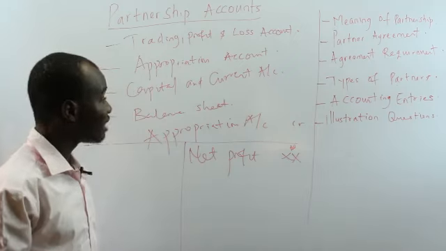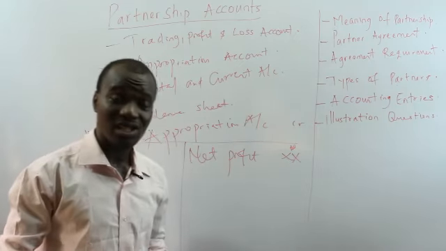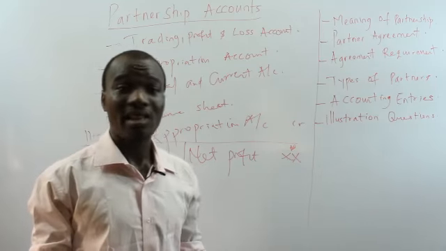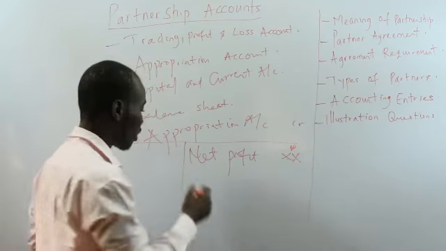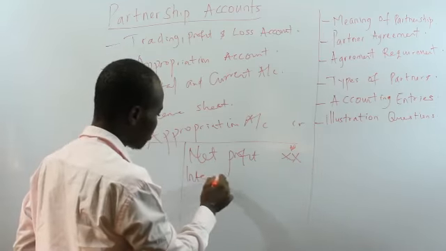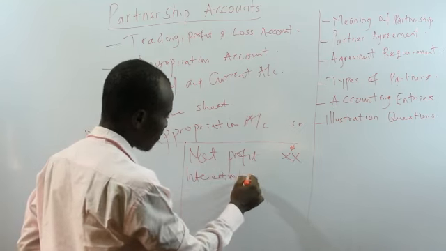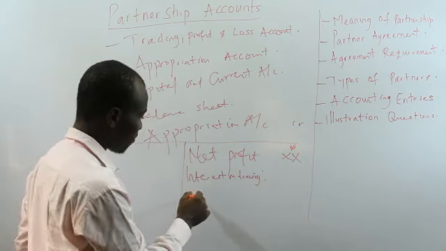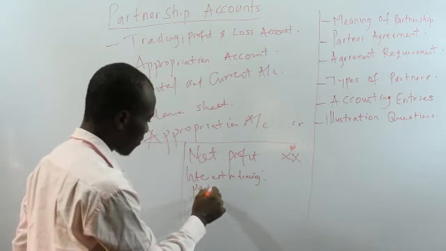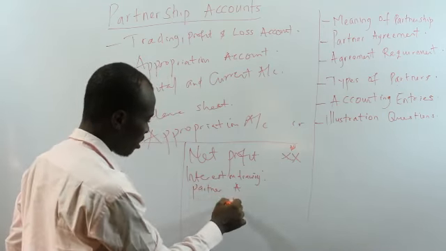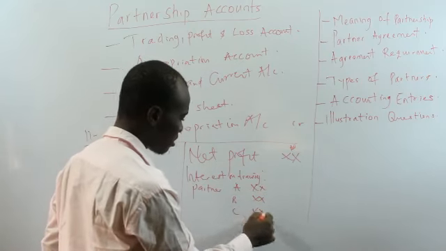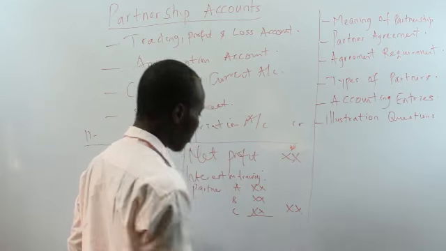So we were told that the interest on drawing within the period on partners will be credited to the appropriation account and debited to partners' capital or current account. So we're going to have interest on drawing: partner A, B, and C. Let's say we have excess on that. So when we add this, we have excess.